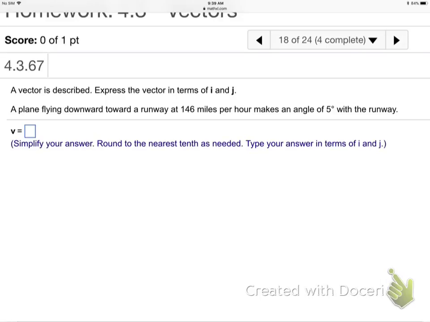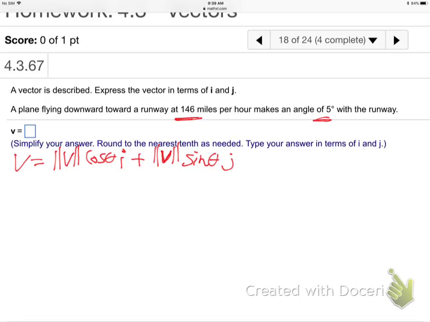A vector is described. Change it to ij. So 146, that's the magnitude. The angle is 5 degrees. Give it a try. Use the formula I just gave you: V is magnitude times cos theta I, plus magnitude times sine theta j. No need to draw triangles. That's the result of the triangles.